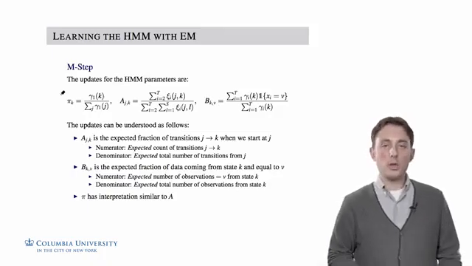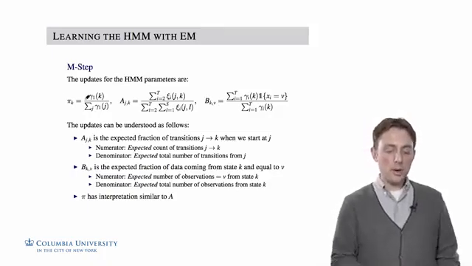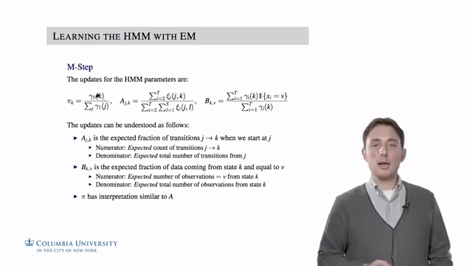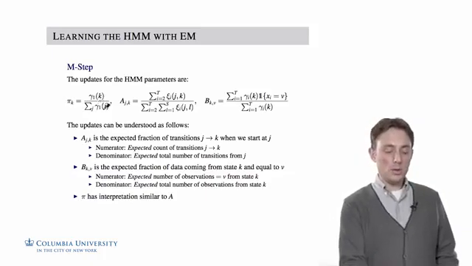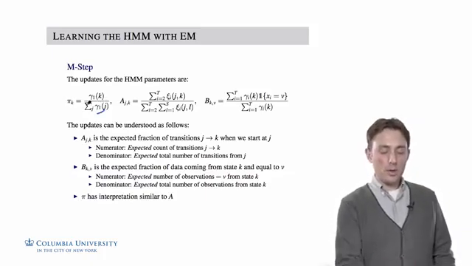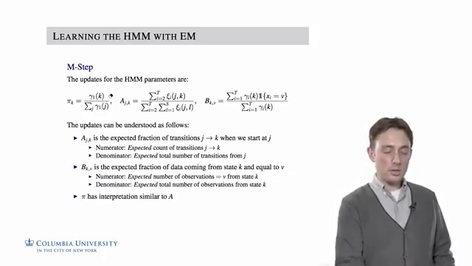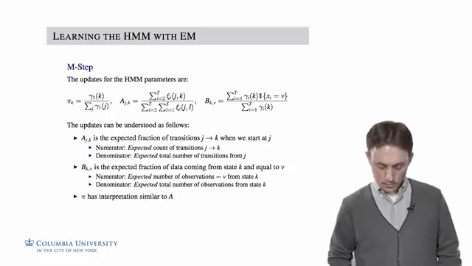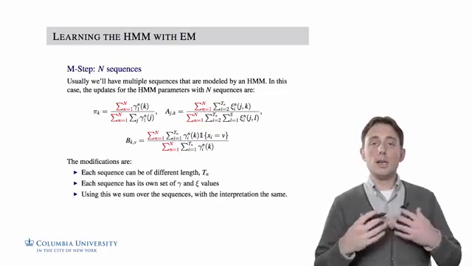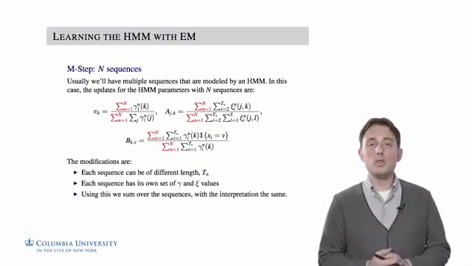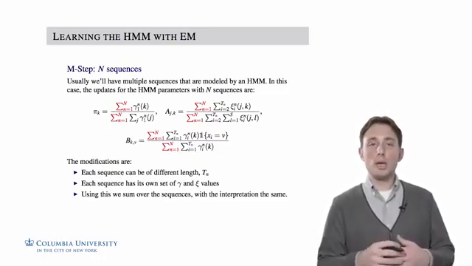And similarly for the initial state, we can use the probability distribution of being in any particular state at time 1, and then normalize that. In this case, we don't need to, since this is already a distribution that sums to 1, to get the initial state probability. Okay, so this is the maximum likelihood solution for an HMM when we have one sequence.